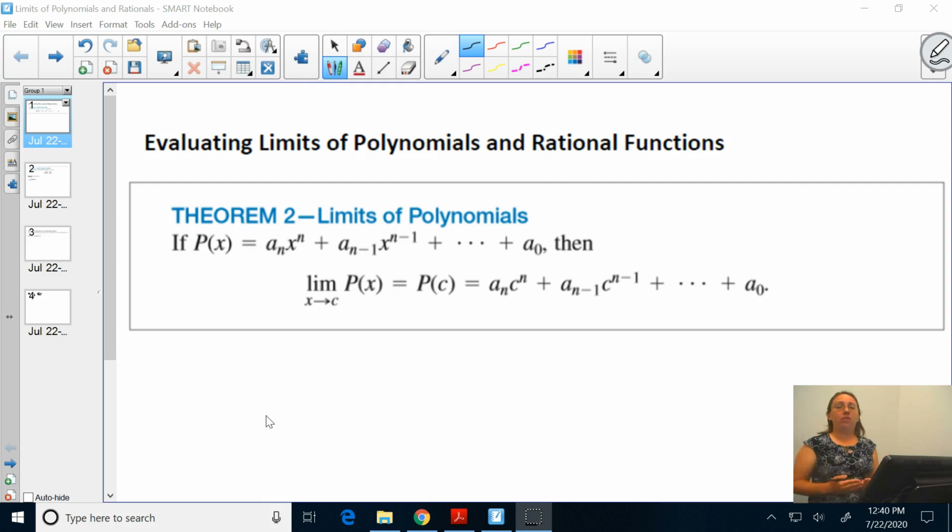Very important and very useful for us for finding limits. One thing that we typically call this is the plug and chug method. Basically, this says if you have a polynomial and you plug in your value of c, whenever x is approaching your c, and you get an answer, then that's your limit. Isn't that great? That's going to be an awesome tool for us to use. But better than that is a second theorem.